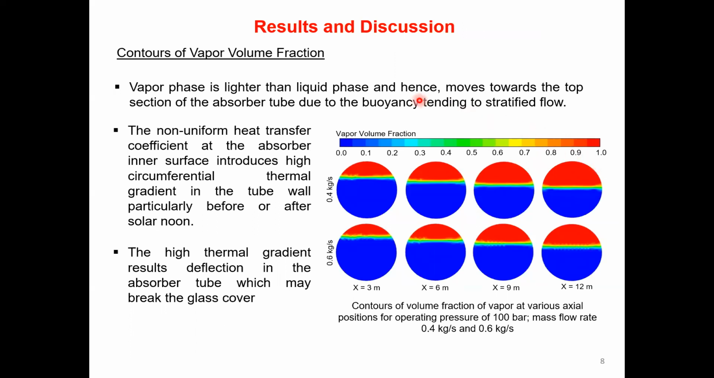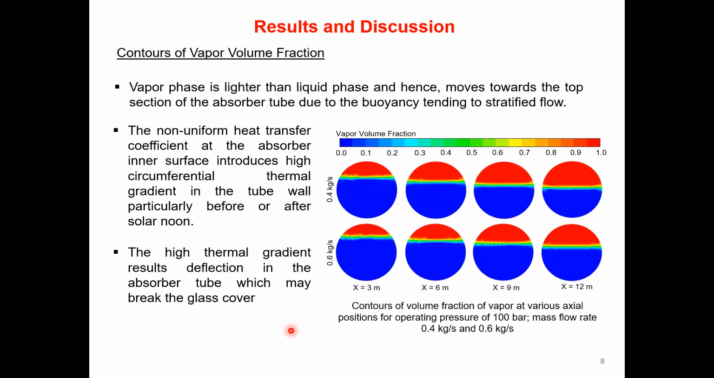In this study, ANSYS Fluent software is used to perform the numerical simulations. These contours show the vapor volume fraction for operating pressure of 100 bar and mass flow rate of 0.4 kg per second and 0.6 kg per second. These are vapor volume fraction contours at axial position of 3 meter, 6 meter, 9 meter, and 12 meter from the inlet.